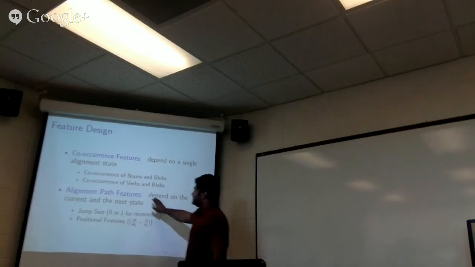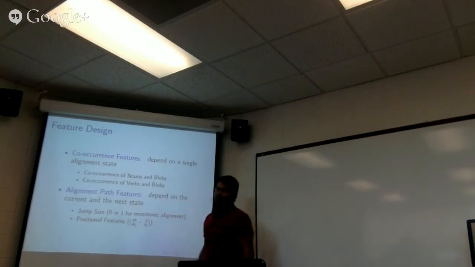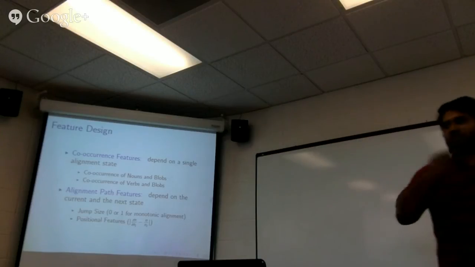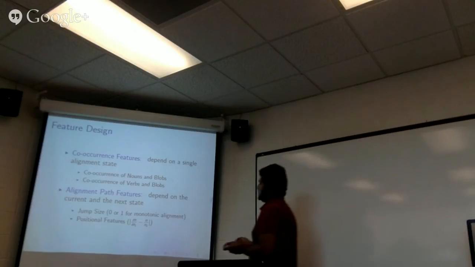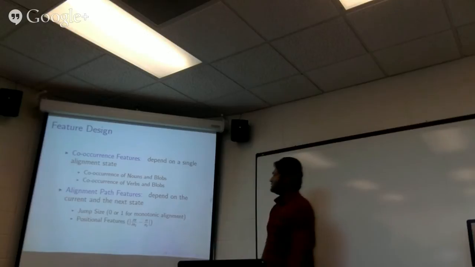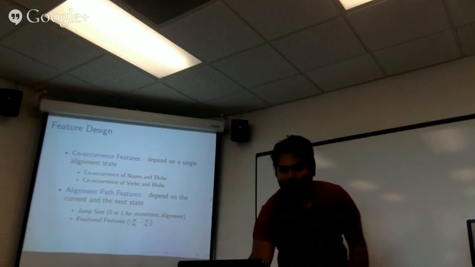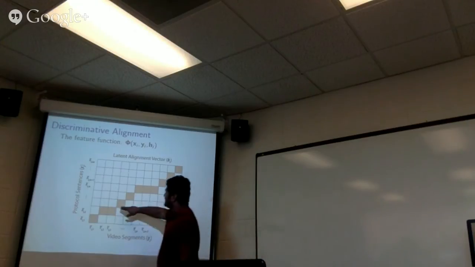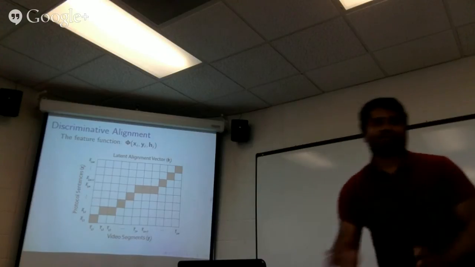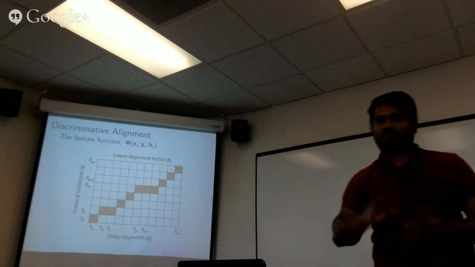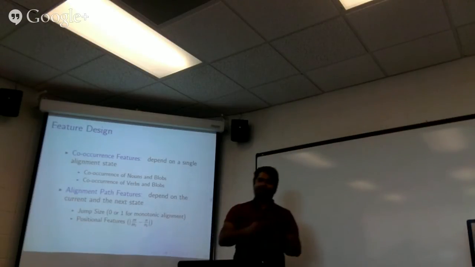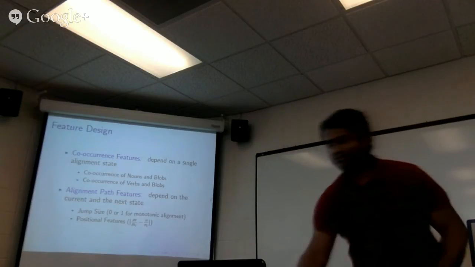Also, we have some alignment path features. The first one is jump size. We want to learn the probability of either aligning the next video chunk to the current sentence or the next sentence. Since we are looking at the monotonic alignment, the jump can be either 0 or 1. And we have some positional features. You can look at it as normalized distance from the diagonal. Basically, it says how far you are going in the alignment from the diagonal. Since the overall assumption is that people mostly take similar time per step, it tries to keep it diagonal by learning the weights, but if some step takes longer, it can allow that.